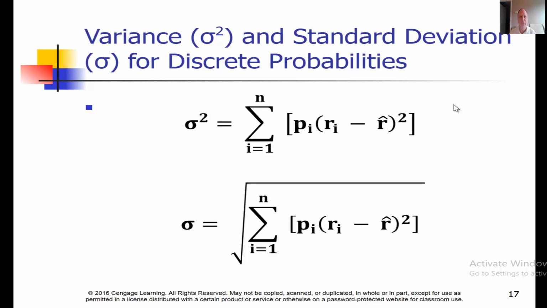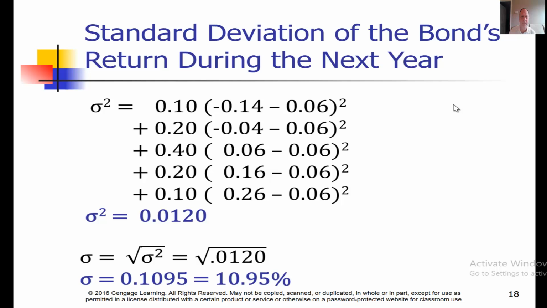Variance, which is standard deviation squared, can be calculated with the following formula: the summation from i equals 1 to n of the probability of each outcome times each outcome minus the expected rate of return, squared. So you sum all those up and you get the variance, and then the square root of that, which will always be positive, is the standard deviation.